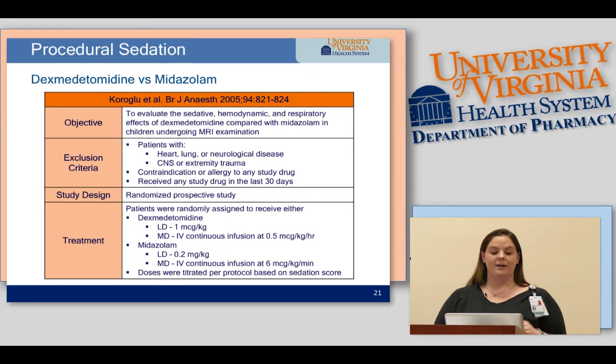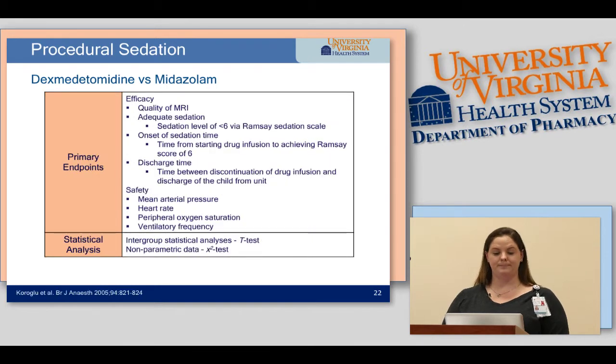This was a randomized prospective study, and patients were randomly assigned to receive either dexmedetomidine at a loading dose of 1 mic per kilo, followed by a maintenance infusion of 0.5 mics per kilo per hour, or midazolam at a loading dose of 0.2 milligrams per kilogram, followed by an IV infusion of 6 mics per kilo per minute. Doses were titrated per the protocol based on their sedation score.